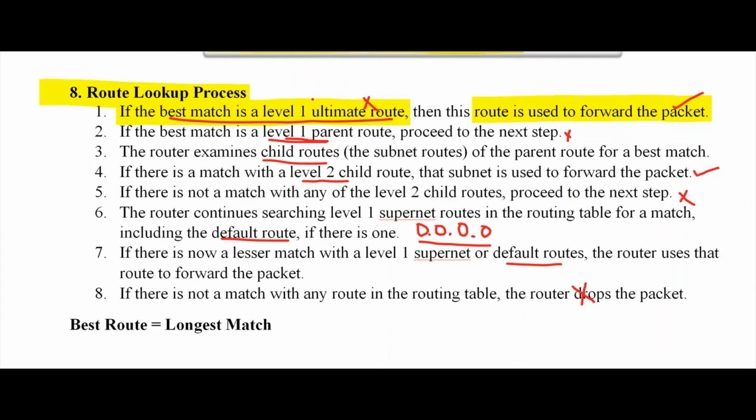First, take the ultimate route. If the ultimate is not available, go for the level 1 parent. If the level 1 parent is not available, go for the level 2 child. If the level 2 child is not available, go for the default. If the default is not available, the packet will be dropped. Finished. You are going to search one by one, so if the route is not available, your packet will be dropped. So this is what is explained here.